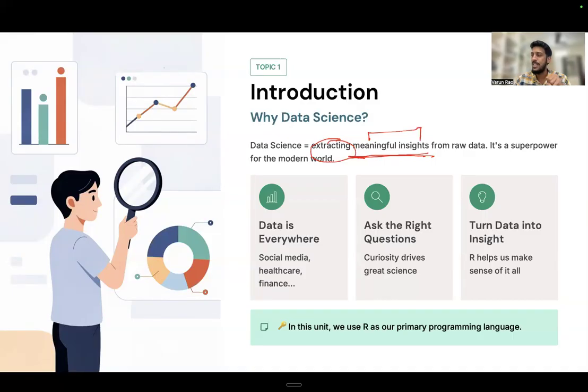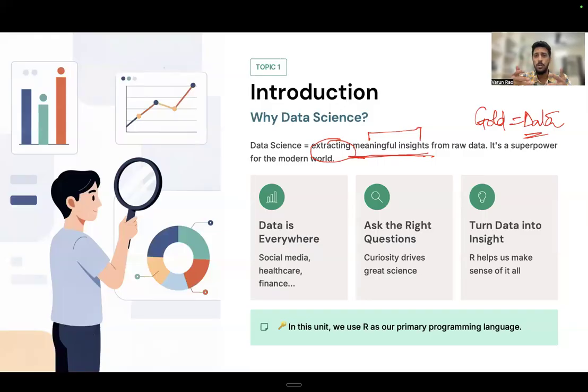Now, in this generation, there is no other gold. I think data is the new gold, right? Whoever has data, I think that person is the richest person in this generation. Now, where do we not see data? I think we see data everywhere. It could be health, it could be finance, it could be industry, mechanics. I mean, you just talk about it. We do not go ahead without the data.